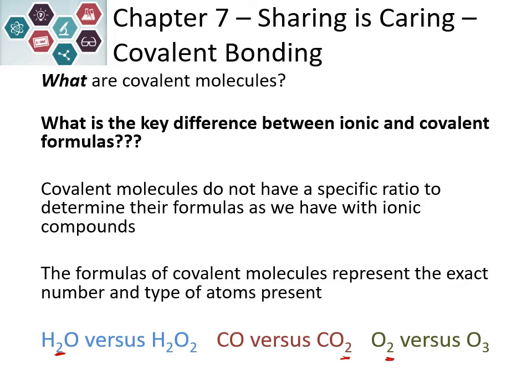Oxygen, O2, is the air that we breathe. O3 is ozone, which helps protect us from ultraviolet rays. So covalent molecules can have different subscripts representing different types of molecules. They are not reduced to the lowest terms, as we saw with the ionic compounds.